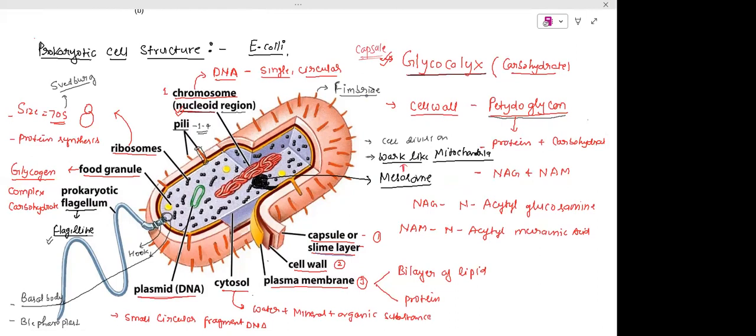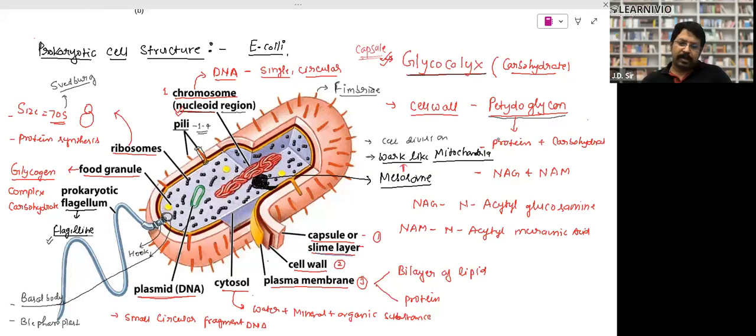So what is NAG and NAM? Look, this is the full form of NAG and NAM. These are the two. Look, cell wall is made up of peptidoglycan. What is the peptidoglycan? Peptido means protein and glycan means carbohydrate, sugar, right?